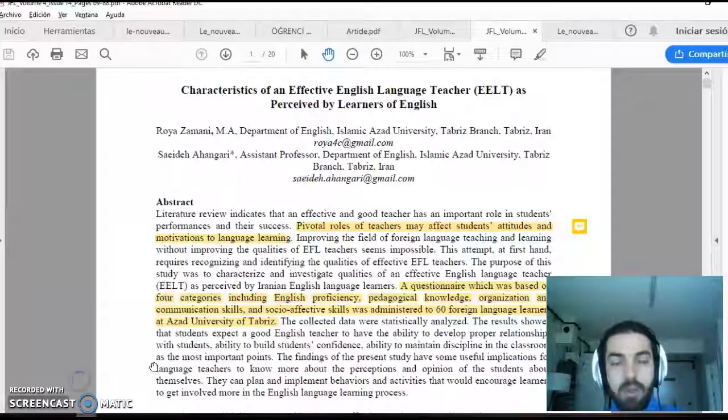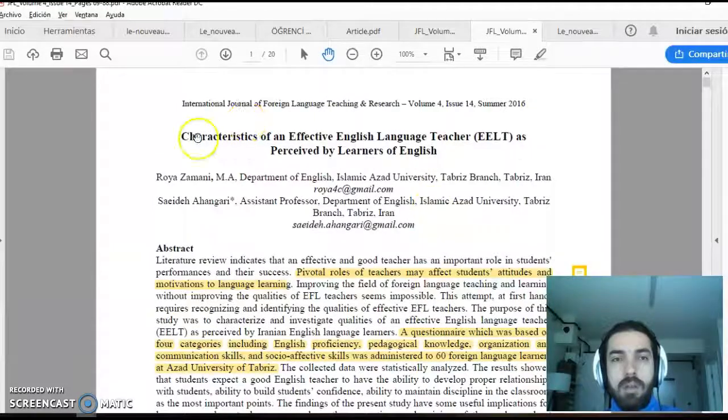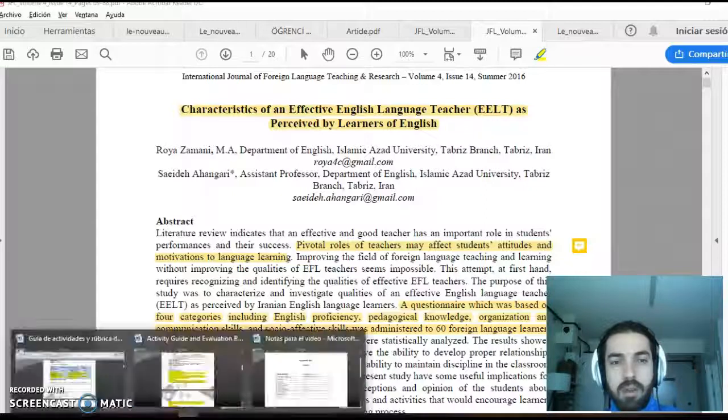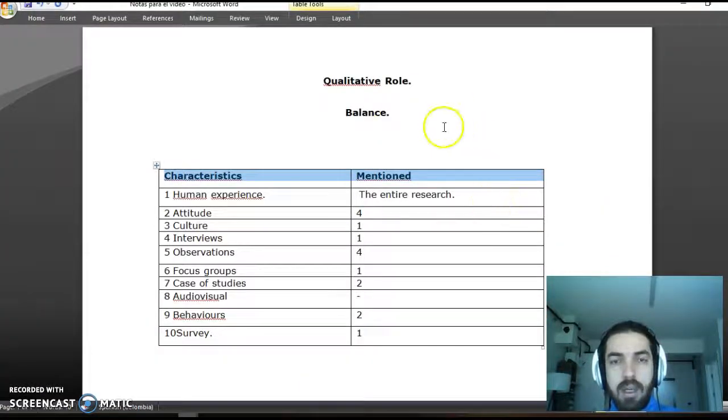So here I'm going right into the article, which is called Characteristics of an Effective English Language Teacher, or EELT, as perceived by learners of English. This is basically a survey given to the students in order for them to qualify and to determine how good the teacher is during the process of the teaching itself.